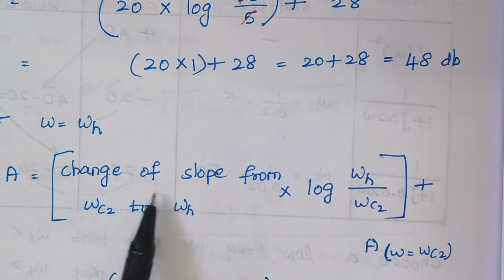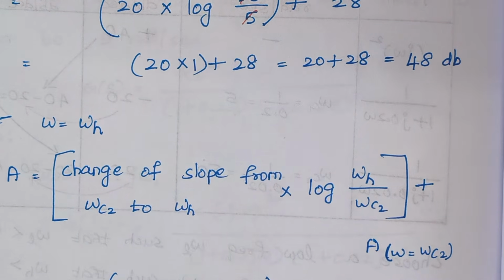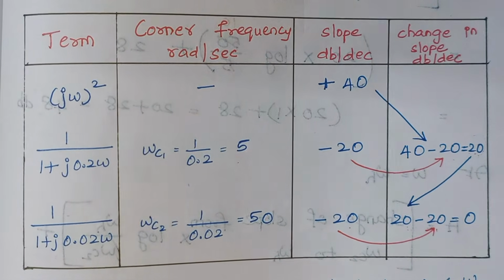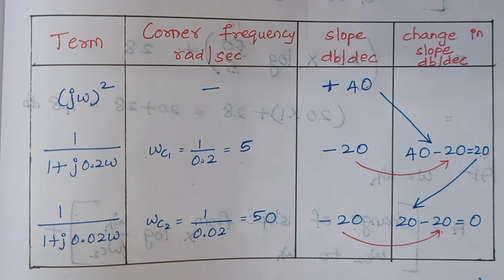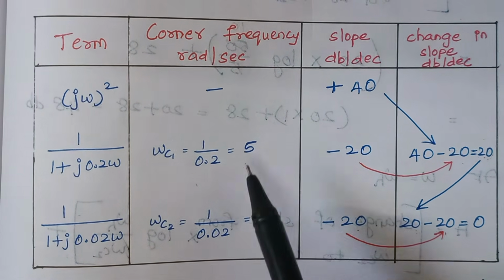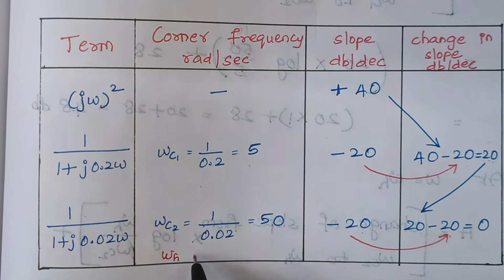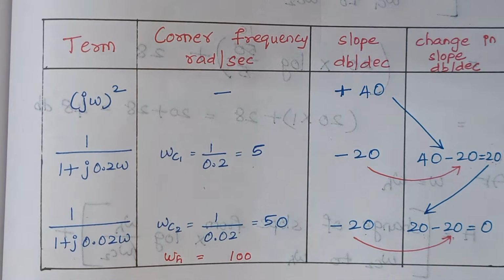So here, change of slope from omega C2 to omega H. Again we have to look at the table. What is your omega C2? It is 50. Right. What is the value of your omega H? It is 100. So when you list it out in this table, omega H will occupy the third place, because it is more than 50. So it will occupy this place.